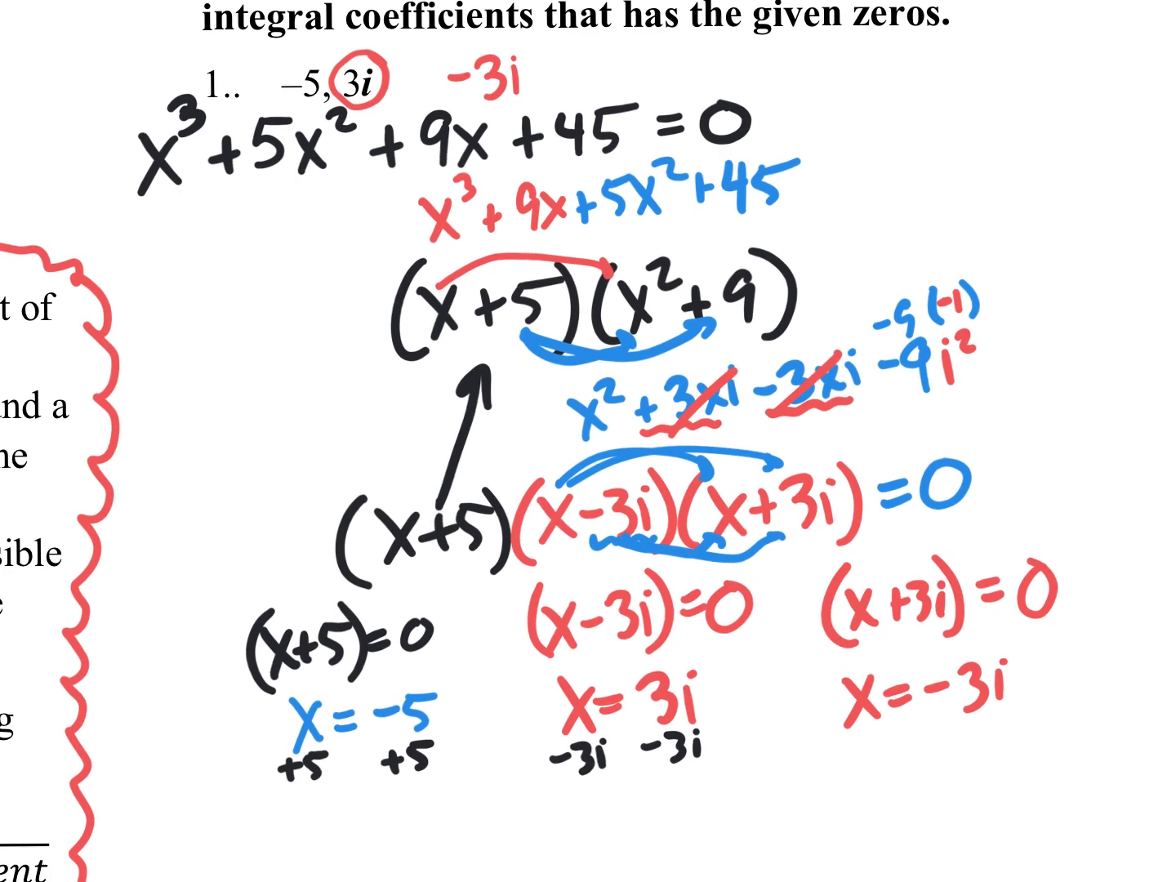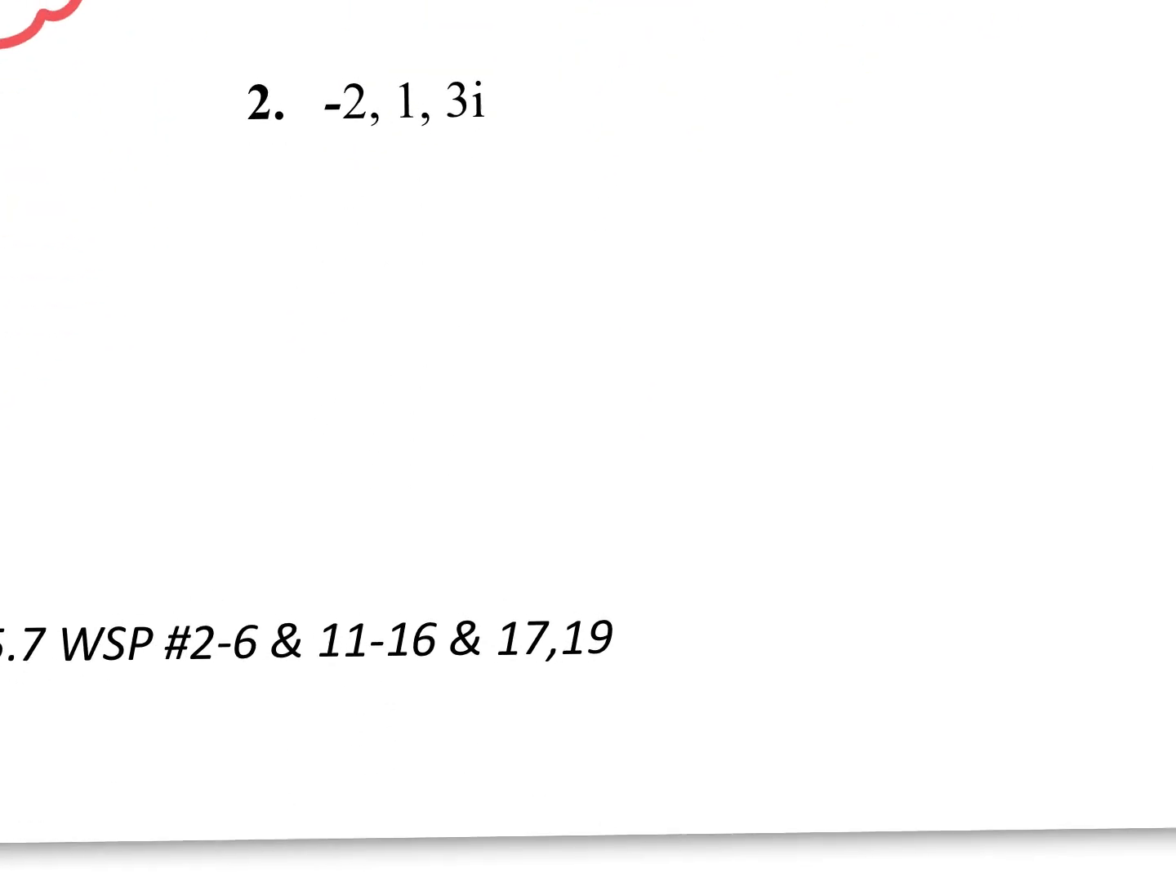So let's do one more. Let's go down here to number 2. Okay, I obviously have these answers, and I need a polynomial equation that will give me those answers. What degree should I have in order for us to get those answers? 4, right? Because complex conjugate theorem says if I have a complex number as an answer, then its complex conjugate must also be an answer.